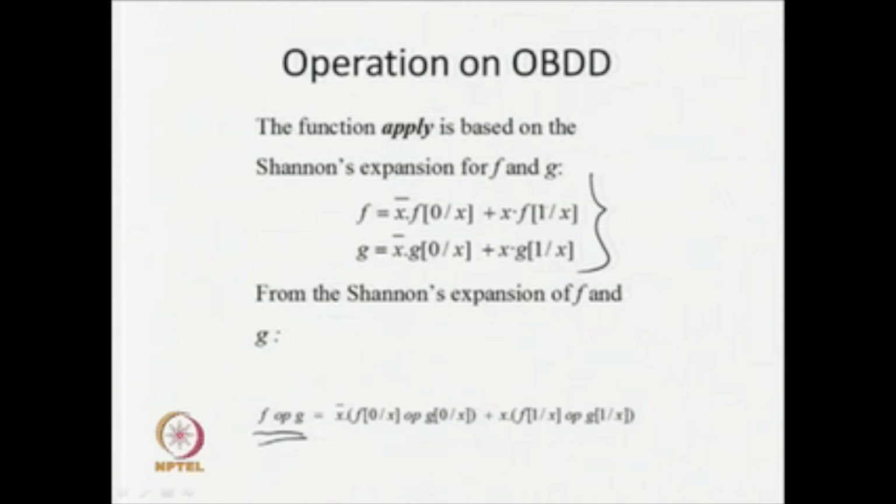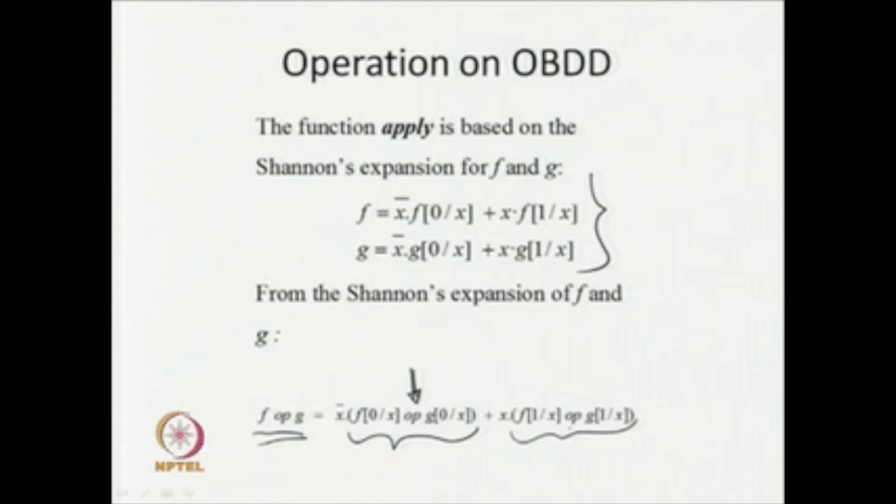Now, if we are going to perform any operation f op g, you just see that we can rearrange this expansion. For x bar, we perform the operation on the evaluation of function f replacing x by 0 and the evaluation of function g replacing x by 0. So, we can perform this operation on these sub functions, because we have already taken the decision of x equal to 0. Similarly, for x equal to 1, I can look at this same thing.